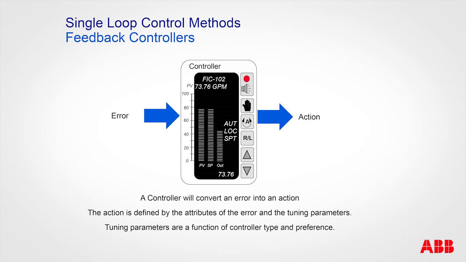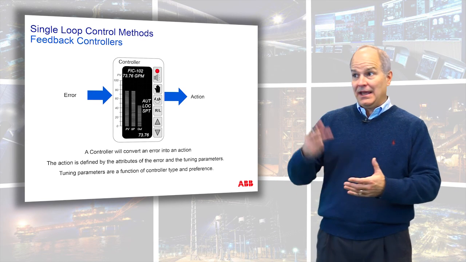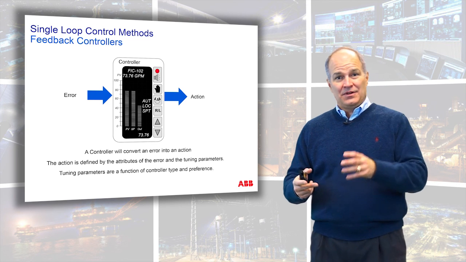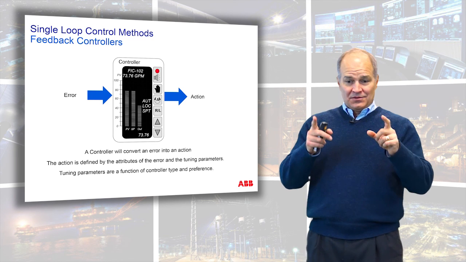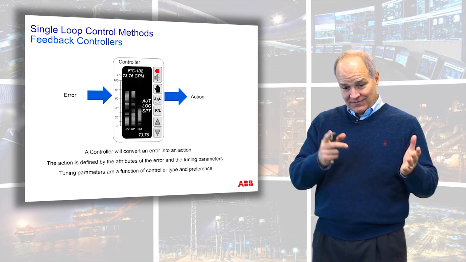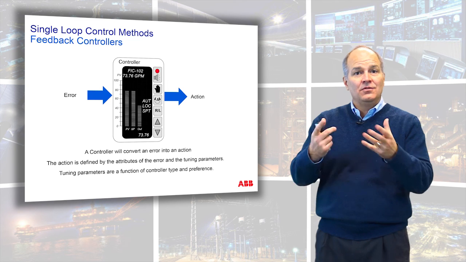The action is a function of the type of controller. Is it standard? Is it parallel? Is it classical? The type of process, is it first order, second order, overdamped, underdamped, critically damped, tank, integrating? That defines the attributes of the error, but it still boils down to magnitude, duration, rate of change. The tuning parameters are a function of the type of controller. And then the last ingredient is how do you want it to respond?